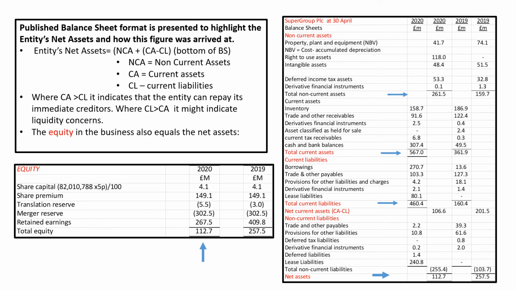The equity in the business, which is 112.7 million in 2020, also equals the net assets. So finally, the net assets will always equal the equity, which represents the amount due to the ordinary shareholders, or the difference between total assets and total liabilities.